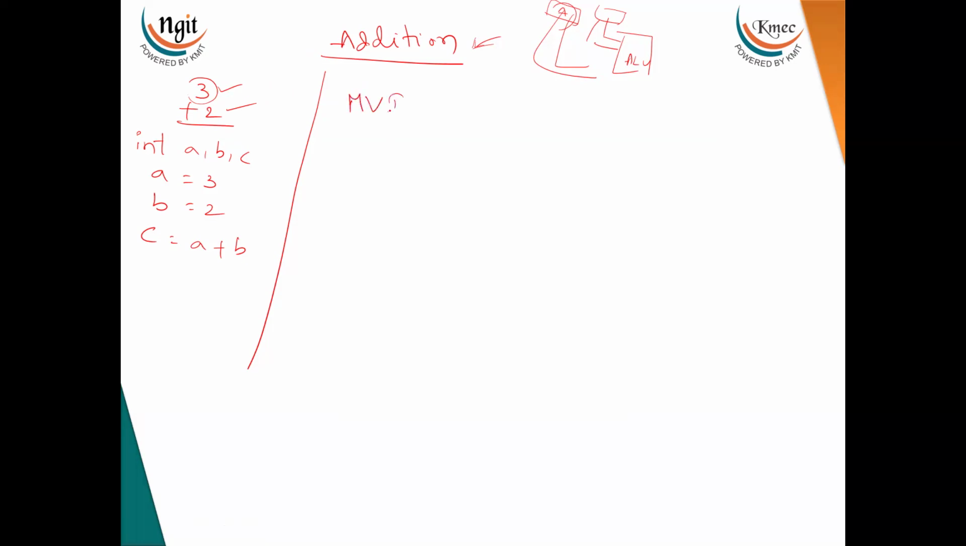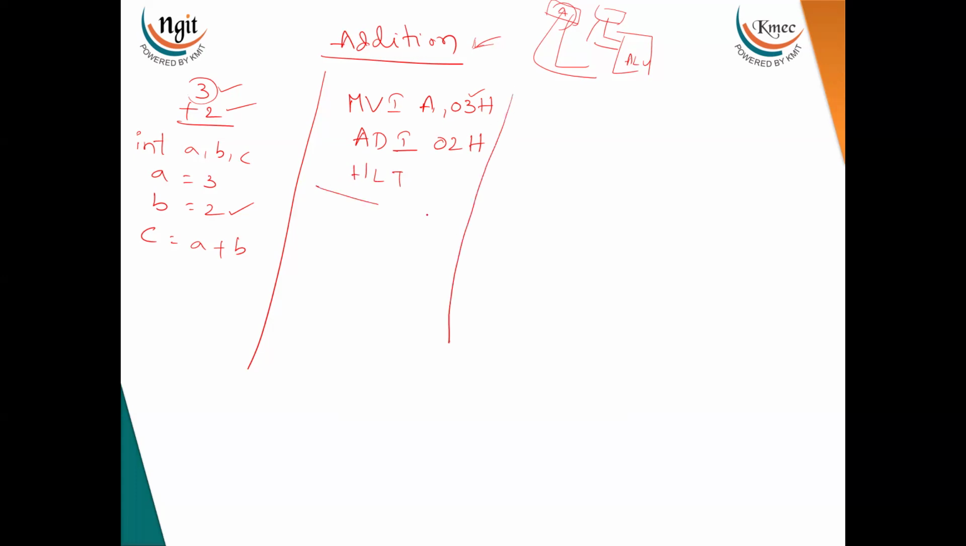MVI A, 03H. These are hexadecimal values. After moving the one value, one value is available in the accumulator. Now the other value is 2. Directly I can write ADI, adding the immediate data 02H. Now this is the program for adding two numbers. After that, the result is in the accumulator. This is one way to write the program.